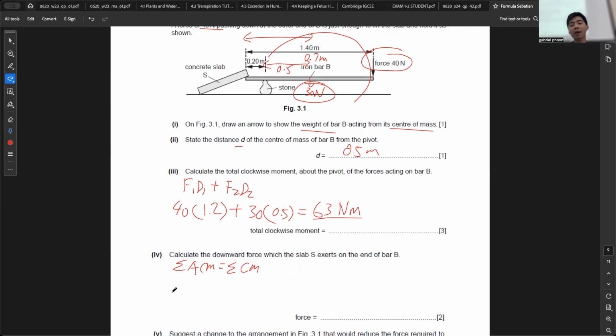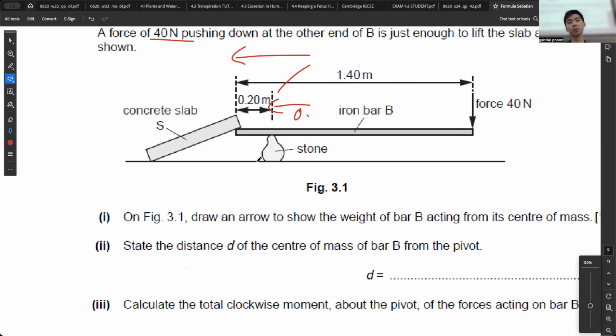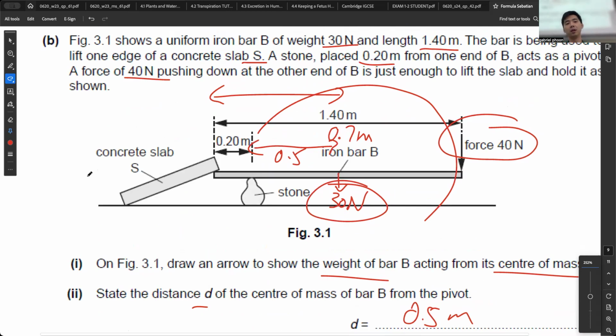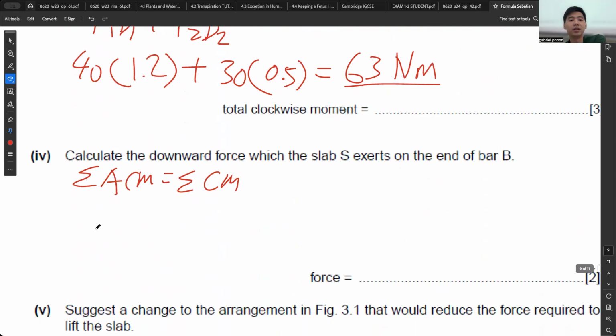Which in this diagram, what is responsible for the anti-clockwise moment? The 0.20. You mean like this force here? The concrete slab S. Yeah, the concrete slab S is responsible for the anti-clockwise moment, right? So from here, there's only one anti-clockwise moment, right? Then in this case here, shouldn't it just be like F1d1? Because there's only one thing. And we already calculated the total clockwise moment, right?